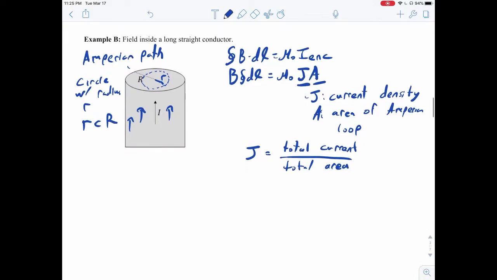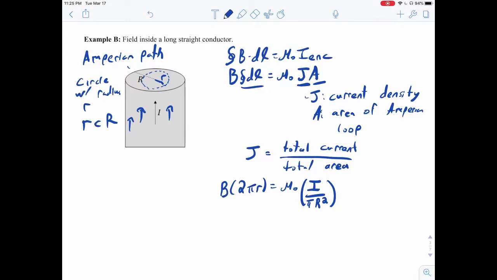So if we go to our next step here, we're going to have B times the integral of dl, which is 2 pi r, equals mu sub 0 times J. And J is the total current of the wire, which is I, over the cross-sectional area of the entire wire, which is pi big R squared. So the density is always going to use the properties of the entire shape.